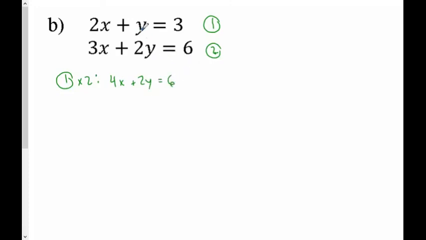Right, so now I have matching coefficients. I've got 2y in equation 2, and I've got 2y in this equation. Since I've created a new equation, I'm going to number it as well. I'm going to call this equation 3. Now that I have two matching coefficients, I can do elimination. So let's say equation 3 minus equation 2. 4 minus 3, that's just x. Y is eliminated, and now I have 6 minus 6, so x equals 0.